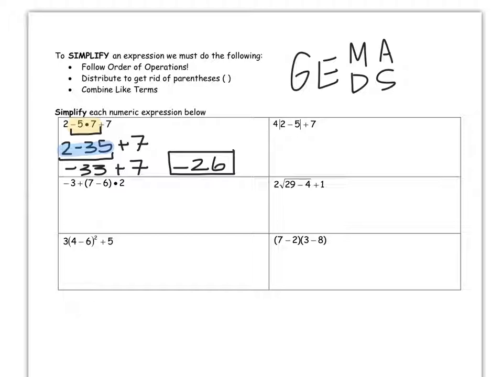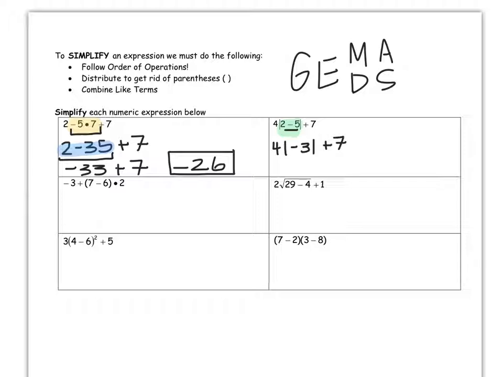In this next one to the right, we're going to start over with GEMDAS. We're going to look for G, which is grouping symbols. Do you all see that there is a grouping symbol here, absolute value bars, and they hold inside of them the problem 2 minus 5. So we're going to evaluate that grouping symbol. I'm going to keep the 4 here. I'm going to keep my absolute value bars, and I'm going to evaluate 2 minus 5. 2 minus 5 is negative 3. And then add 7 at the end.